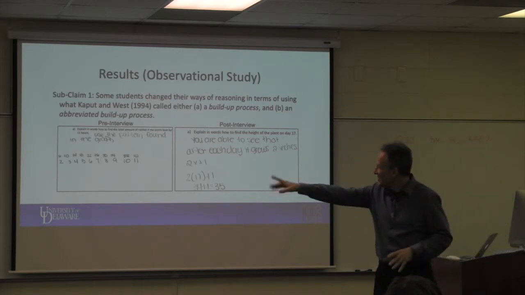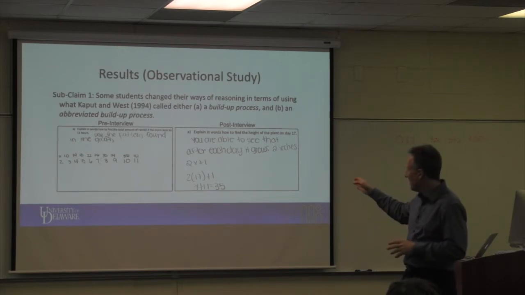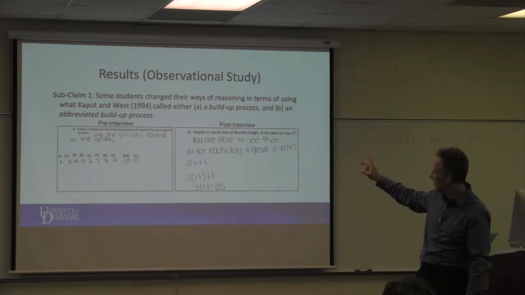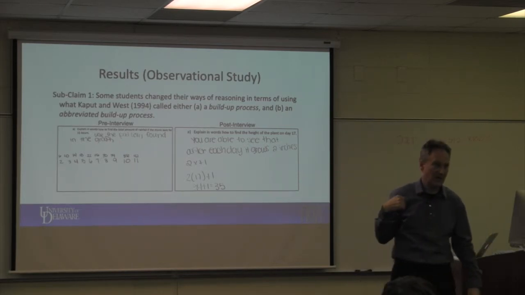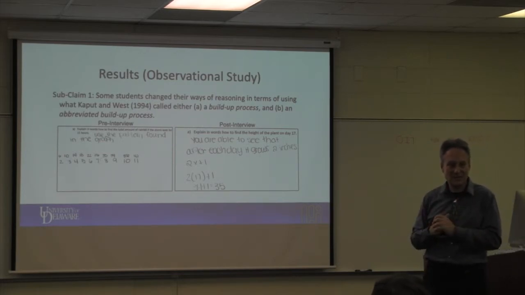Interestingly, this one you could think about as being a little less sophisticated than the build-up, but because of having to deal with the y-intercept, a lot of students got this wrong, versus when they used the build-up process, they got it right. So is this a productive change or unproductive? It's kind of mixed, especially in this student's case.